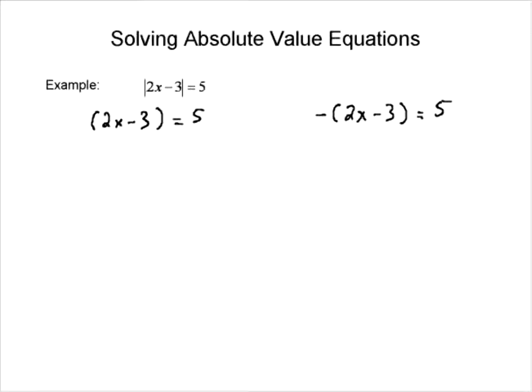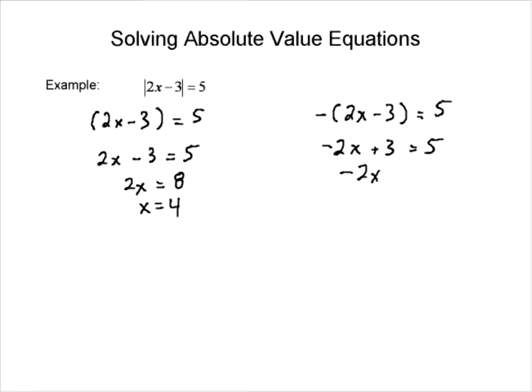And really what we have to do now is solve two equations to figure out this absolute value. So we're going to get 2x minus 3 equals 5, so 2x is going to equal 8, so x is going to equal 4. So that's one possible solution, x equals 4. And now to solve the second one, we just distribute that negative in. Negative 2x plus 3 equals 5, so negative 2x equals 2, so x equals -1.